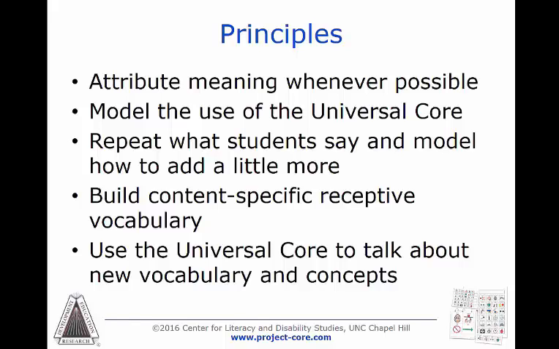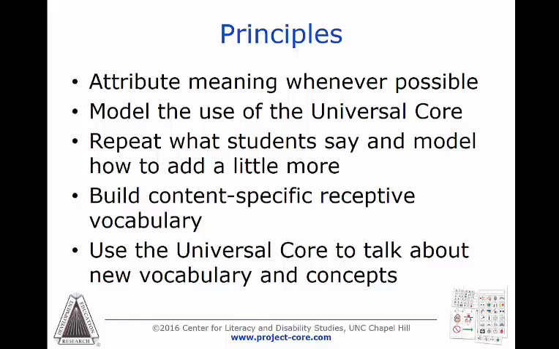While the focus of expressive communication is on the use of the 36 words in the Universal Core, there should still be a focus on building receptive vocabulary skills and teaching words and concepts that are relevant to the curriculum. However, while teaching students to understand new words and concepts, adults can model how to use the Universal Core to talk about and express understandings of the new words and concepts.